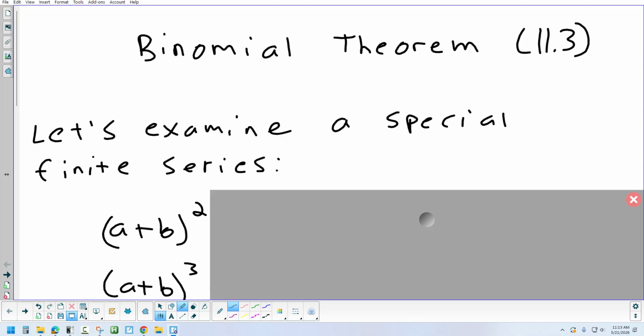How about 8? What do you get when you square that? A plus b squared. Well, what does that mean when you have that exponent of like 2? I'm way too tired to answer that question today, man.